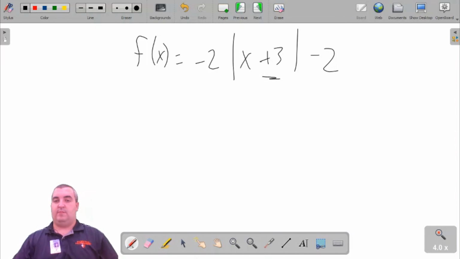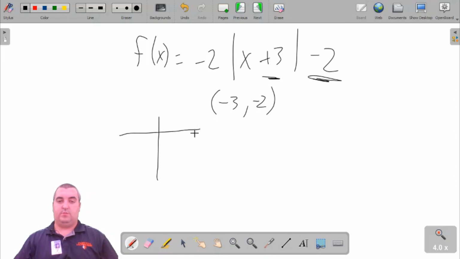First, I'm going to start with my h and my k. Right there, I know my vertex point is negative 3, comma, negative 2. So that means I'm going to plot negative 3, negative 2 right there. So there's the vertex.